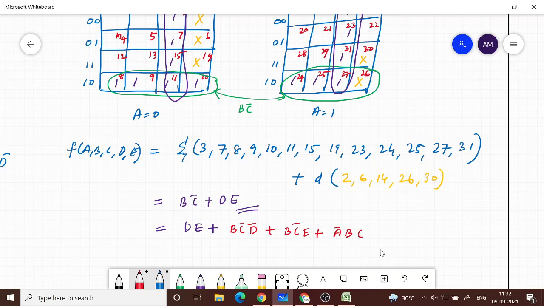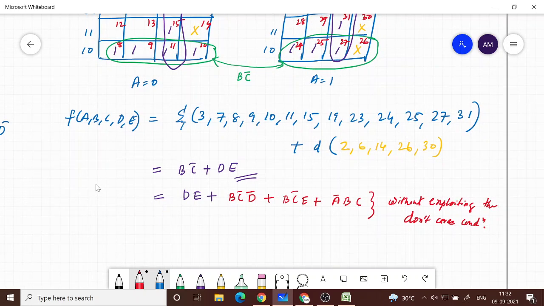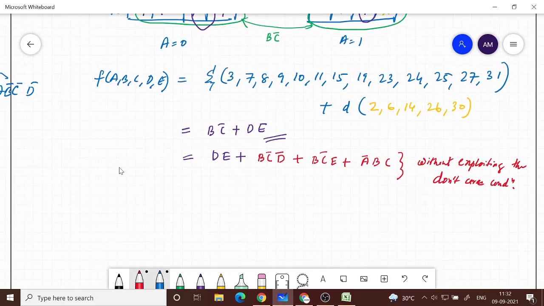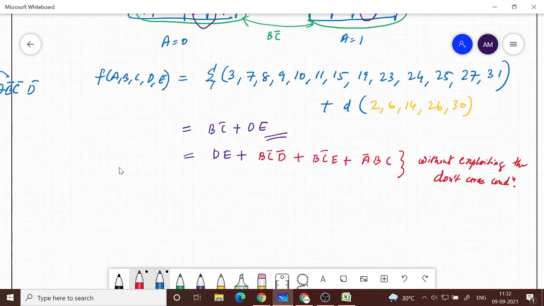Okay, so this I will specify that this is without exploiting the don't care condition. So don't care is a very good thing that we can take advantage of. That is because such cases never arise in our system.